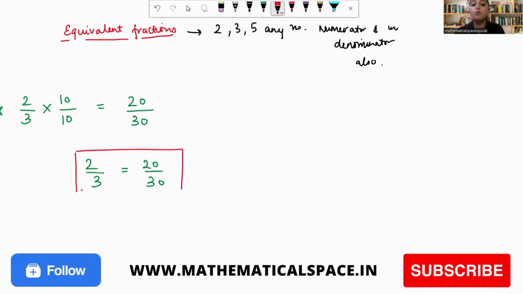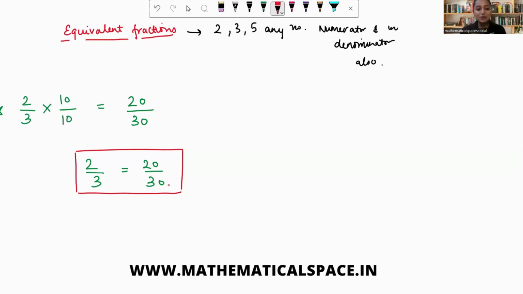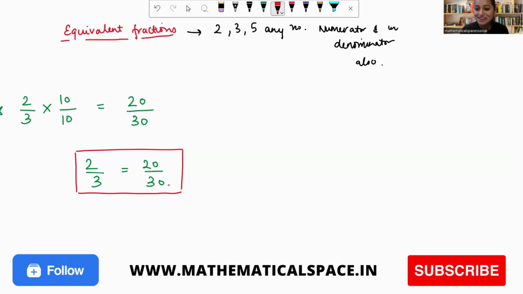That means in what way can we write 2 by 3? What is 2 by 3 also equivalent to? What is the meaning of equi? Equi means equal. So I hope that's clear to everyone. Can we discuss another example? All right, let's move to another example.